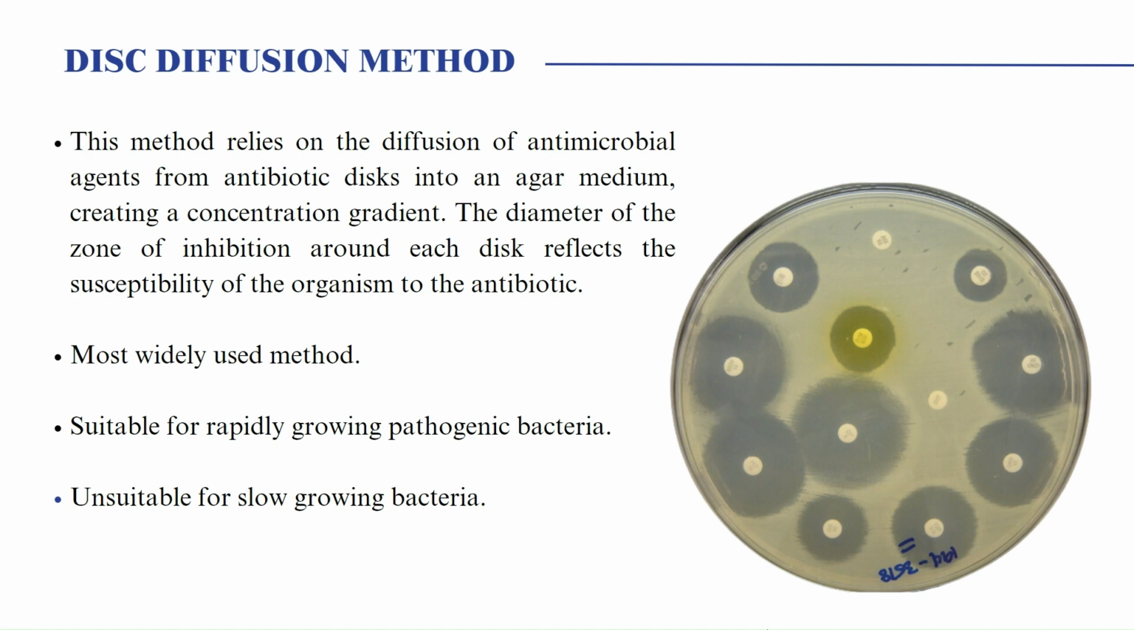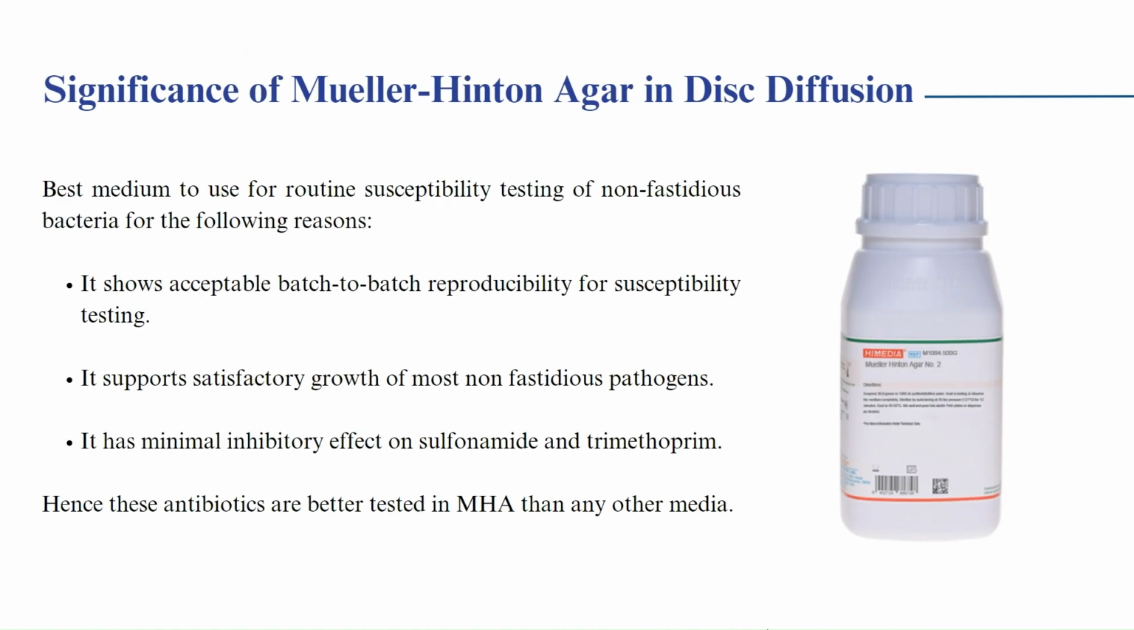It is one of the most widely used methods. It is suitable for rapidly growing pathogenic bacteria, but unsuitable for slow-growing bacteria. Significance of Mueller-Hinton agar in disc diffusion.